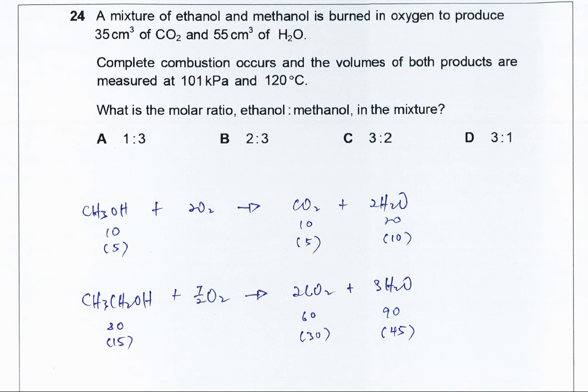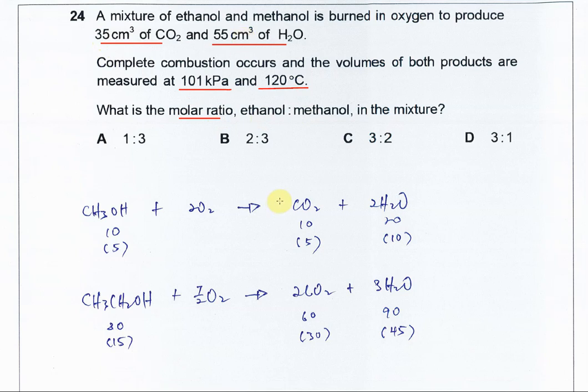So this question is about a mixture of ethanol and methanol. After it's burned, it produces 35 cm3 of CO2 and 55 cm3 of H2O. This happens at 101 kilopascal and 120 degrees C, which means the CO2 and H2O are in the gas form. Okay, so now what is the molar ratio between ethanol and methanol which is able to produce these two amounts of gas?